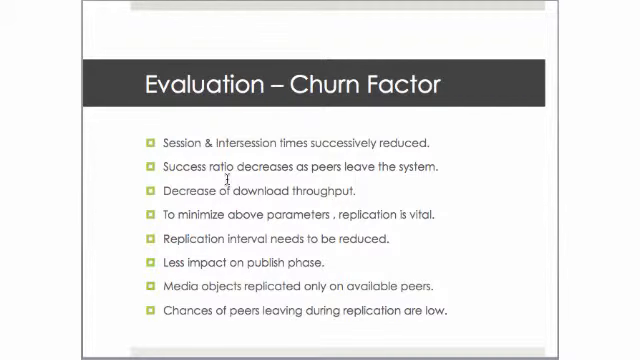The final factor the authors vary is called the churn factor. They simulate that by successively reducing the session and the intersession times. The success ratio decreases as the peers leave the system, and so does the download throughput. To minimize these effects, the authors define that replication is vital. The replication interval needs to be reduced. The lesser the replication period, the lesser the impact on the system.